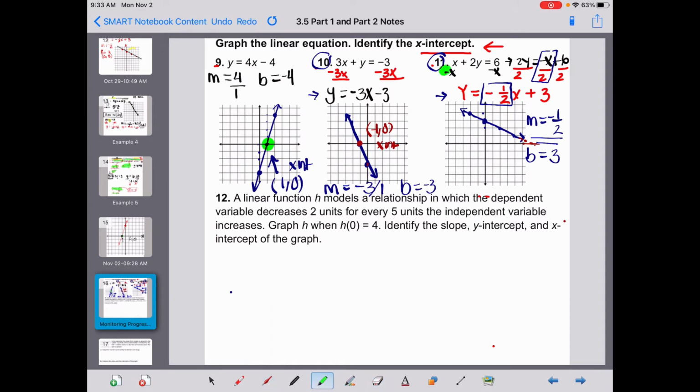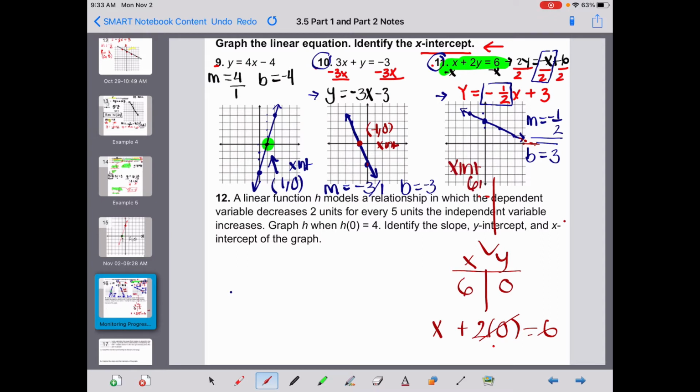So I'm going to use the standard form equation, and to find the x-intercept, I'm plugging 0 in for y. So it becomes x plus 2 times 0 equals 6. 2 times 0 cancels, and I'll get x is equal to 6. And therefore my x-intercept is (6, 0).